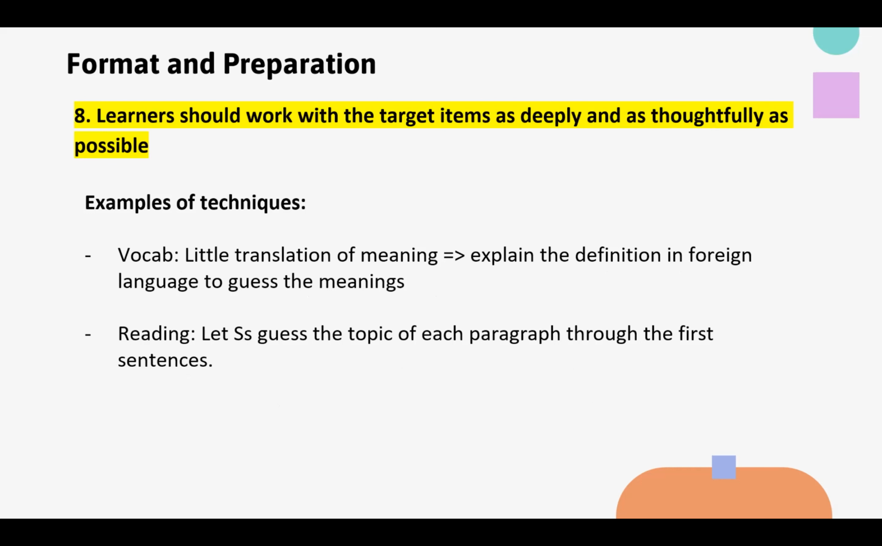The next principle is that learners should work with the target items as deeply and as thoughtfully as possible. Some examples of techniques here: in vocabulary, we can use little translation of meaning, and instead ask the student to explain the definition in the foreign language so that the student can guess the meaning based on the context. Or in reading, a teacher can let the student guess the topic of each paragraph through the first sentences.